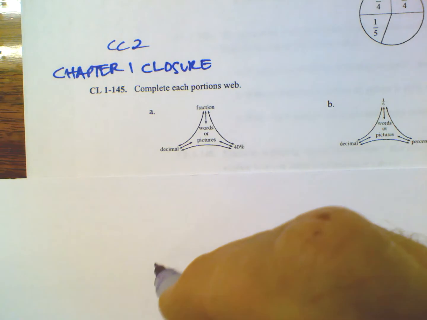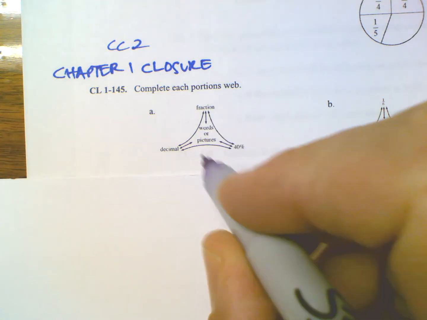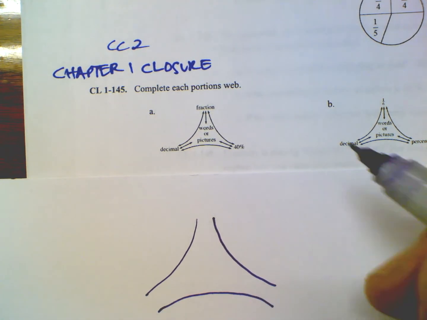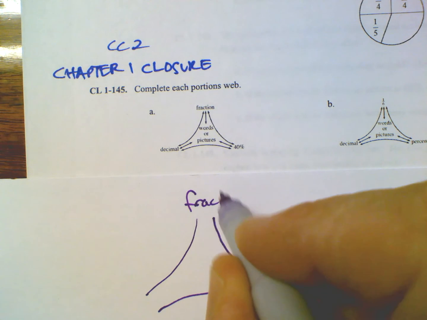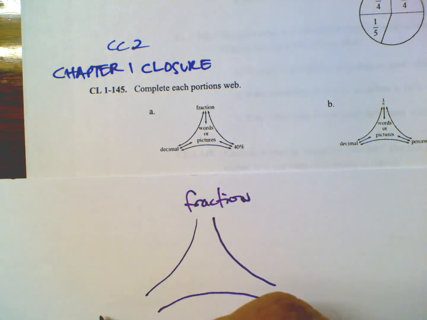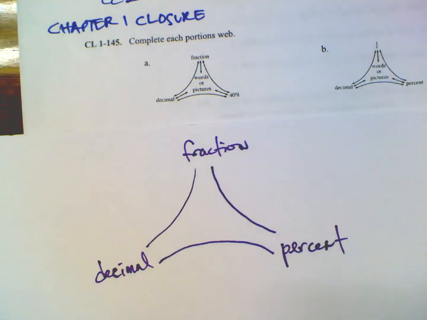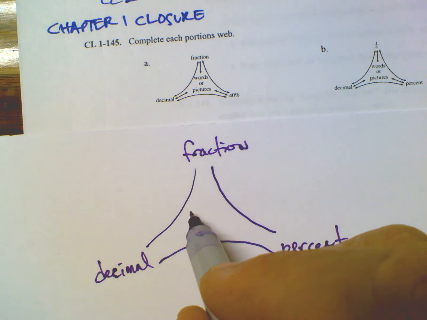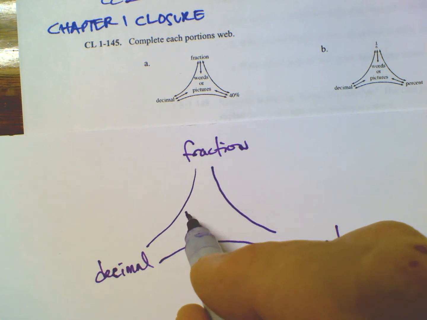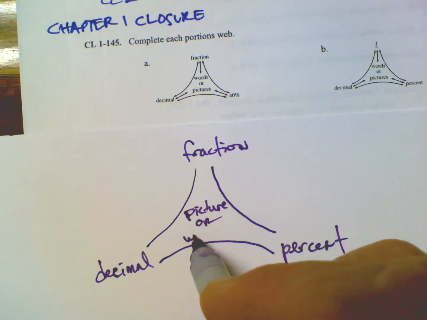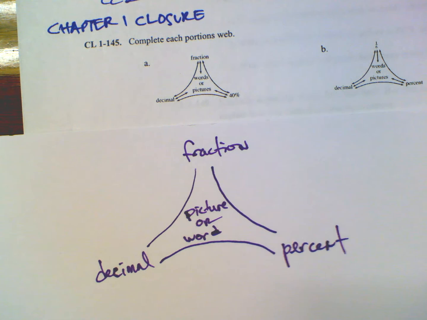So portion webs, here's how a portion web looks. There's math notes on this, but on a portion web, you have your fraction on top, you have your decimal on the bottom left, and then you have your percent on the bottom right. And then inside of your portion web is normally a picture representation, or a word representation.